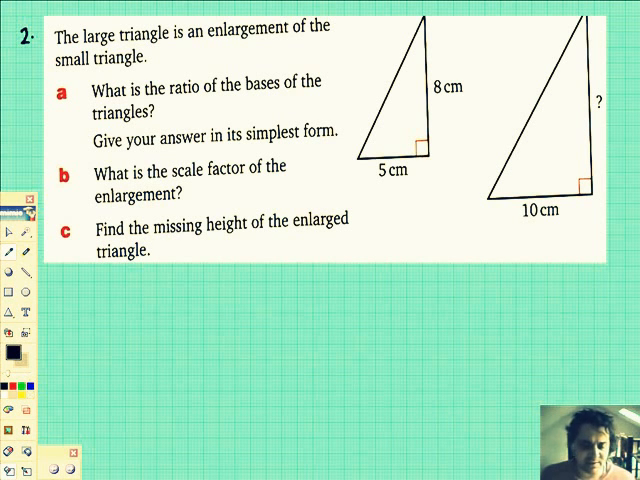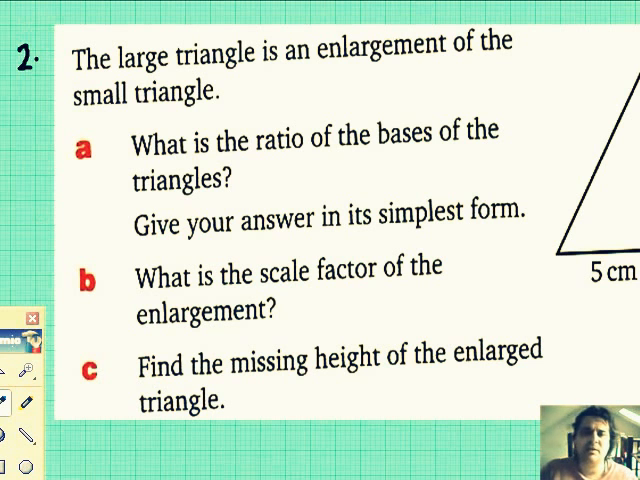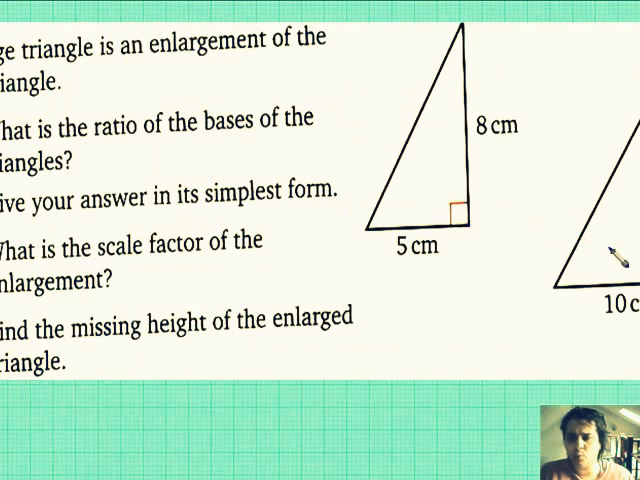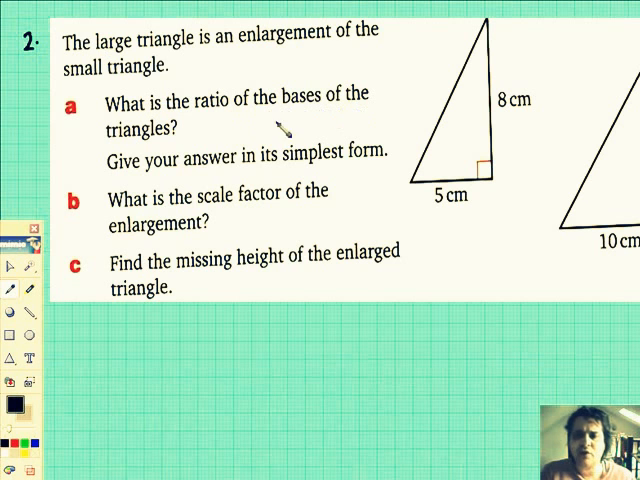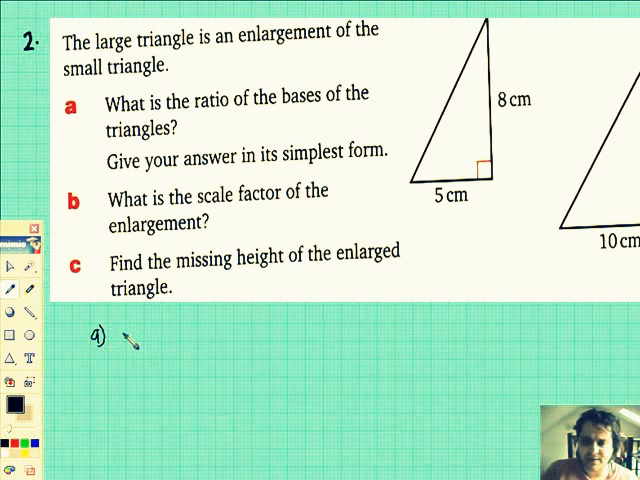14.3 enlargements, similar shapes and ratio all combined together. Okay, no more drawing, no more pencil and paper. This is just raw calculation now. It says the large triangle is an enlargement of the small one, so that's the daddy, that's the baby. What is the ratio of the bases of the triangles? The ratio of the bases is going to be 5 to 10, simplifies down to 1 to 2.